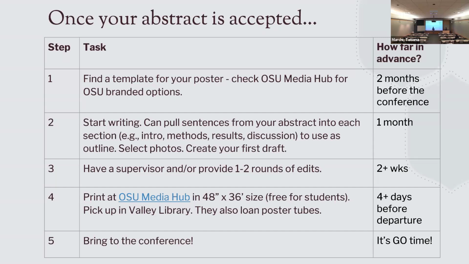Like you're trying to market a product. Have your supervisor or research PI look it over, give two rounds of edits, and then you print it at the OSU Media Hub. And they have a pretty good turnaround of 48 hours. So if you submit it today, after this, well, it's not past 6. Say you submit it now. You probably have it by the end of the week. Or like Thursday. And then you bring it to your conference. So yeah, next.